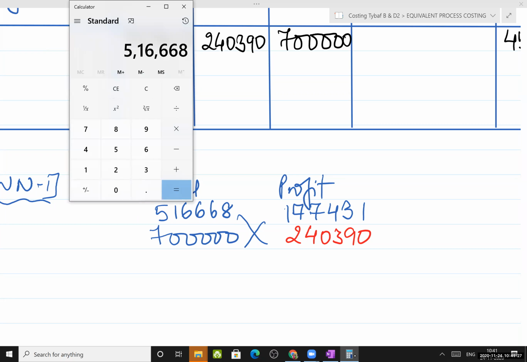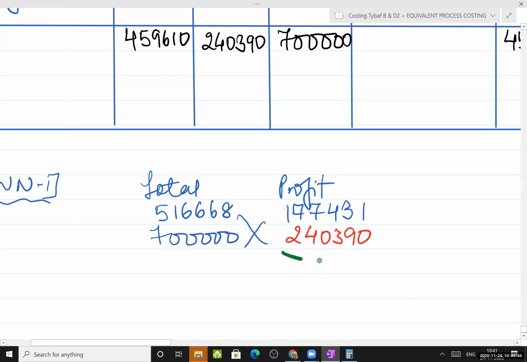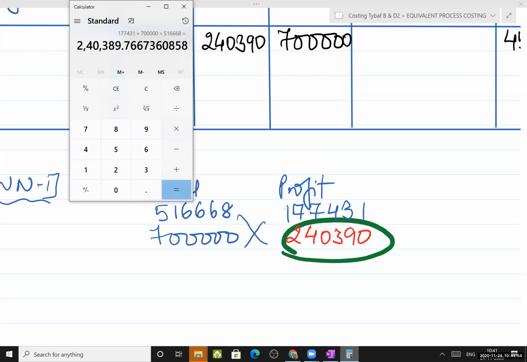5,16,668. 1,77,431 into 7 lakhs divide by 5,16,668, तो 2,40,389.7, make it 390. तो ये है मेरा प्रॉफिट एलिमेंट। तो 7 लाख का जो सेलिंग प्राइस है उसमें प्रॉफिट कितना है? 2,40,390. तो जो डिफरेंस है वो क्या है? वो मेरा कॉस्ट है। सेल्स एट कॉस्ट प्राइस है.